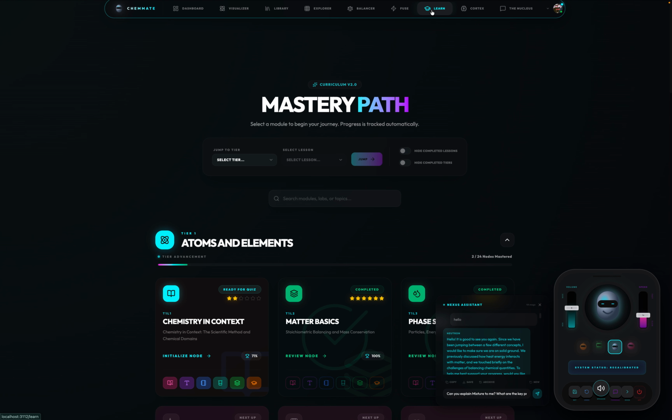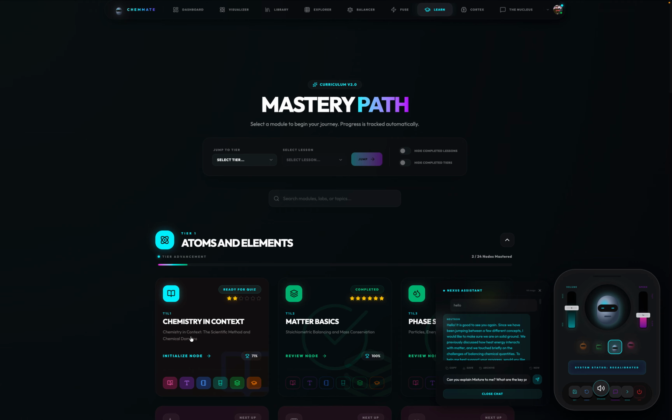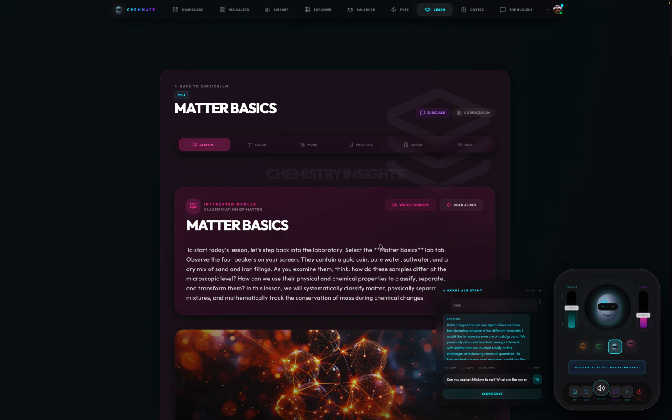Welcome to the Mastery Path. Select a module to begin your journey. Module environment loaded. We will review the theory and complete the assessments.